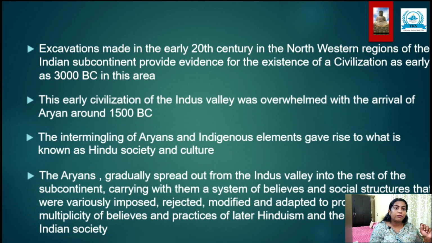So first Aryans came, there was an intermingling, and they spread to the rest of the subcontinent, and they carried with them a system of beliefs and social structures that were imposed, rejected, modified, adapted, and after all these produced a multiplicity of beliefs and practices of later Hinduism and the ordering of Hindu society. So these Aryans carried with them a system of beliefs and social structures. These beliefs and social structures were rejected, modified and later adapted. And they produced a multiplicity of beliefs and practices of later Hinduism and the ordering of Indian society.